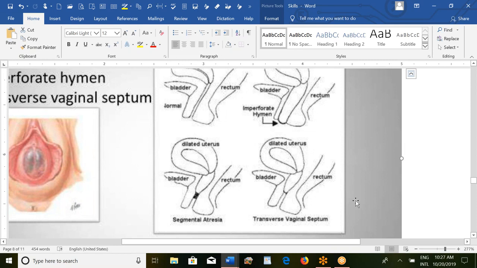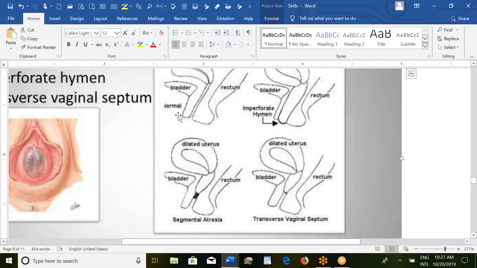Can there be any other sort of obstruction in the passage in the vagina? Yes, there can be longitudinal or transverse vaginal septums, and they can present at any age. Patients sometimes have problems with the periods, or pain during the periods, or dyspareunia, pain during sex, and they can present at any time.